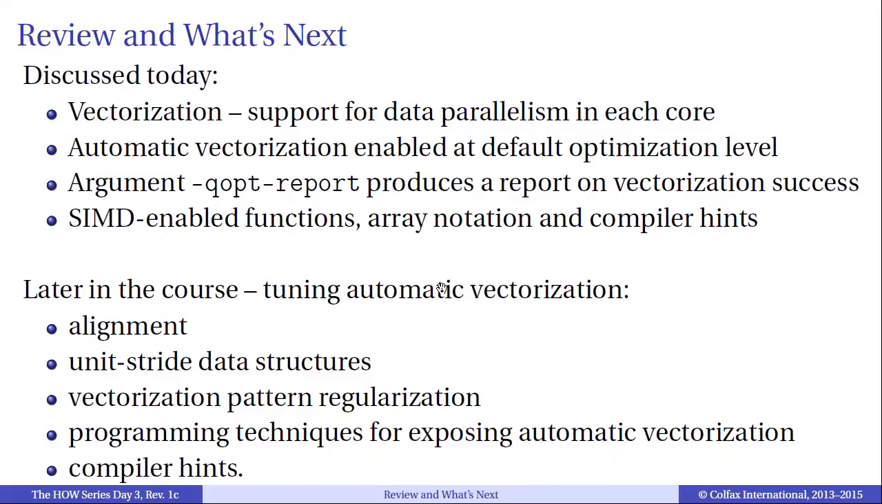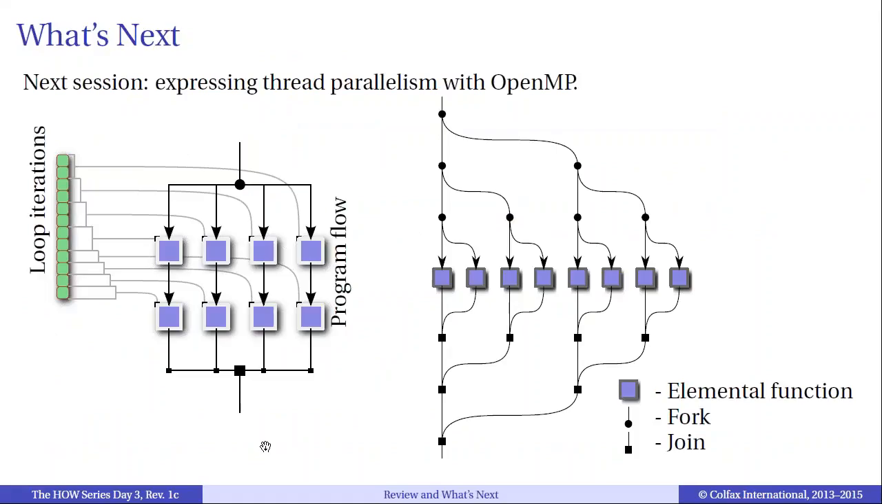We talked about how to just express vectorization opportunities. We did not talk about performance. Performance we will discuss later in the course in session 6, and we will talk about alignment, data structures, vectorization patterns, and programming techniques such as strip mining for exposing automatic vectorization, and we will see more compiler hints. In the next session on Monday, we will talk about another level of parallelism with threads, and we will learn how to use multiple cores.